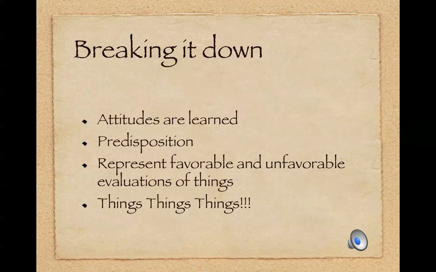Let's break down the definition. First part of the definition, attitude is a learned predisposition. So that learned section says that attitudes are learned. You are not born with an attitude. You don't just have an attitude. You have to learn it. This is accomplished through culture, personal experience, media, family. You're not born with it. You have to learn it.